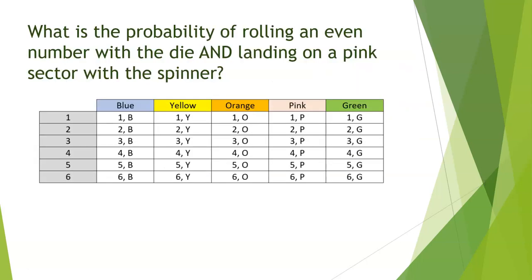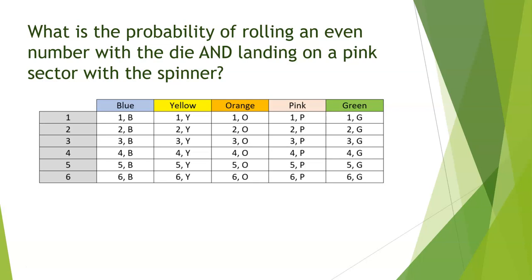Let's go to this second problem now. What is the probability of rolling an even number with the die and landing on a pink sector with the spinner? Now this is a different problem to the first one. We want to find the outcomes where we have an even number on the die and at the same time we have landed on a pink sector with the spinner.